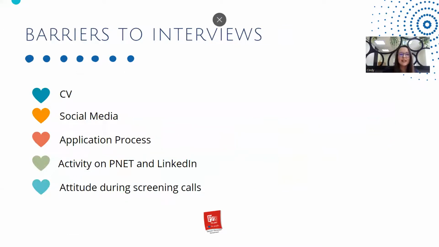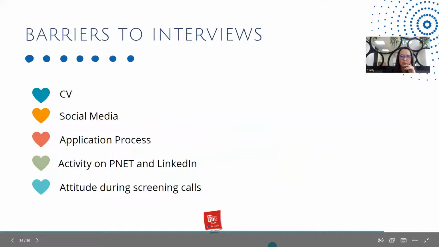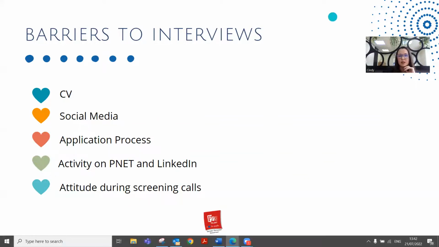Now, going over to barriers and to interviews. So how many of you feel that you've got the experience, you've got the qualifications, you've got everything you need, you apply everywhere, but you're just not getting it? How many of you feel that way? You can just share some emotions if you want to.